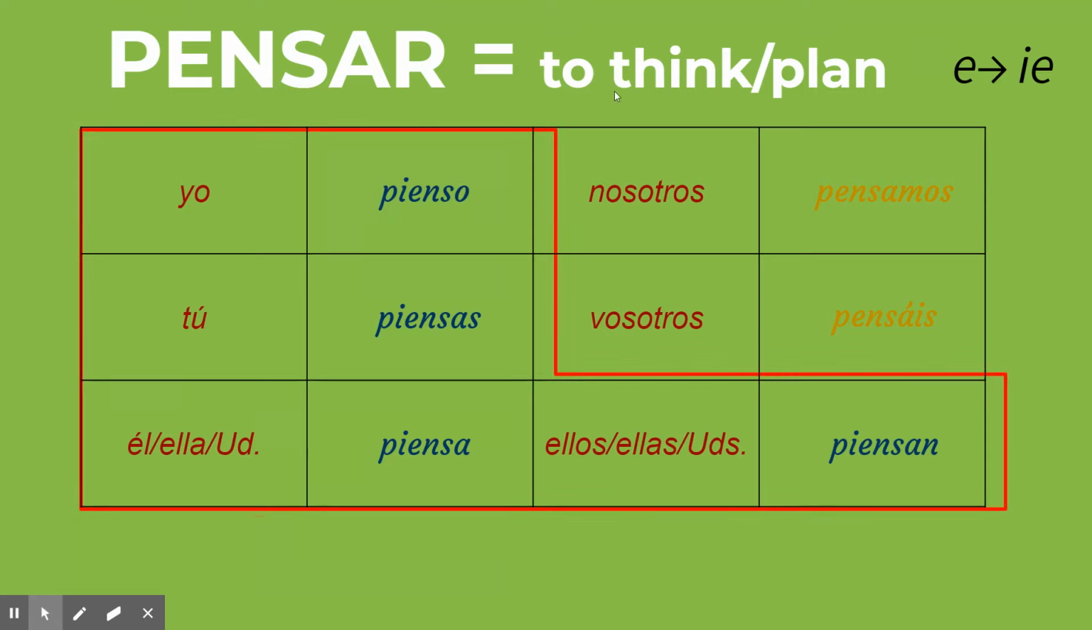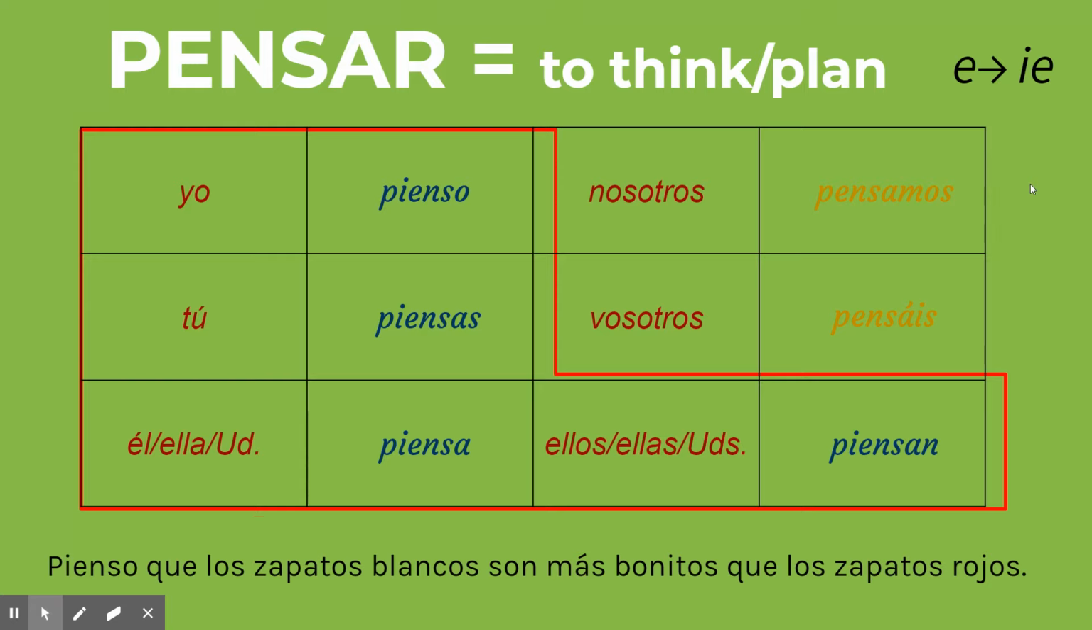Yo pienso, I think or I plan. Pienso nadar luego. I plan to swim later. Pienso comprar un vestido nuevo. I plan to buy a new dress. Pienso que los zapatos blancos son más bonitos que los zapatos rojos. That would be a way you could use that when you're shopping.